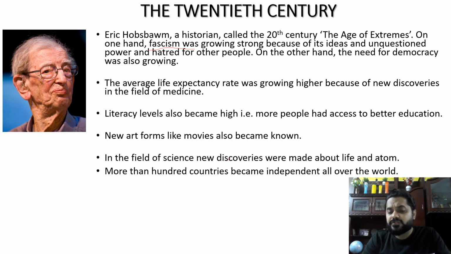And we should also understand that more than 100 countries became independent during the 20th century. More than 100 countries became independent during this century, and probably these are some of the reasons why Eric Hobsbawm calls the 20th century the age of extremes.